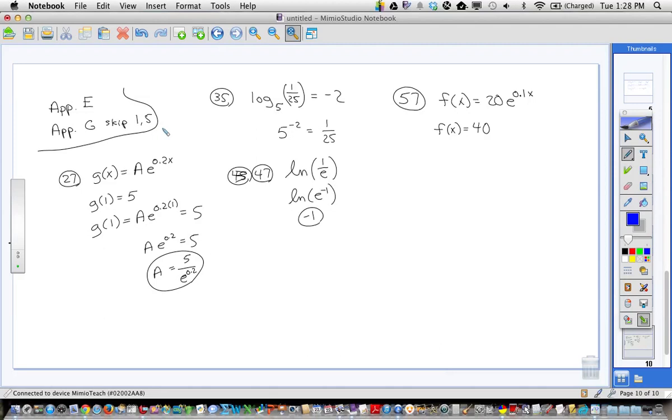Okay, so notationally this would mean that 20 e to the 0.1x has got to equal 40, right? Now we want to solve this. We want to do as much as possible without the calculator. So what would we do? Divide by 20. We always want to get the exponential or the log by itself. So we divide by 20. We get 2. Okay, what about now?